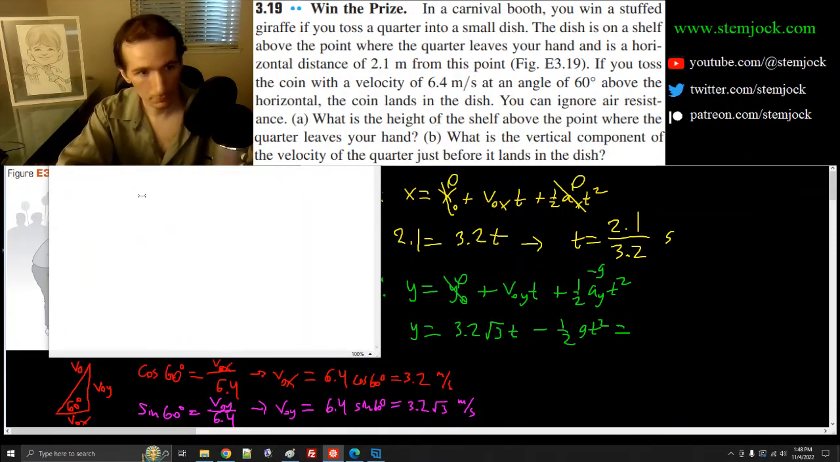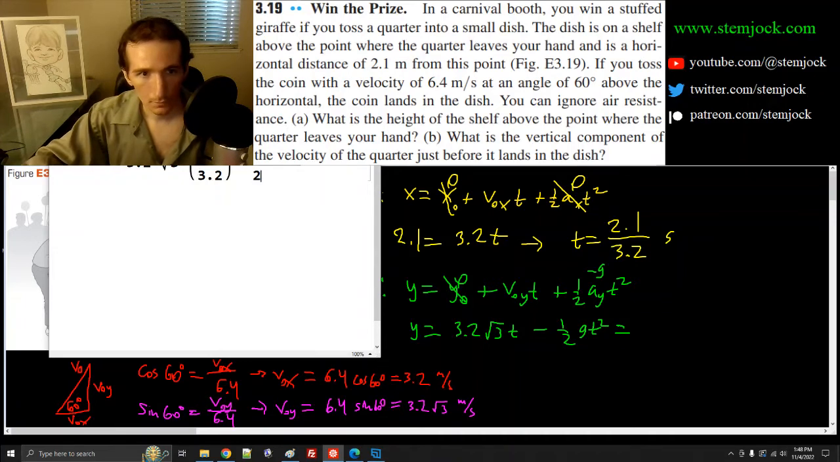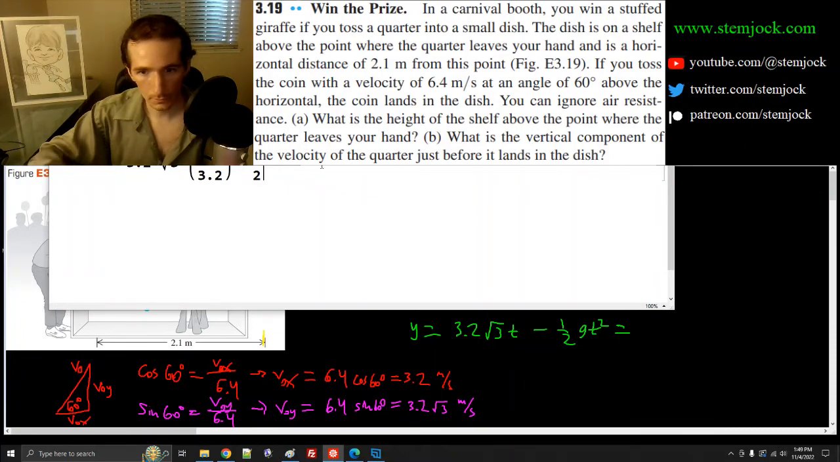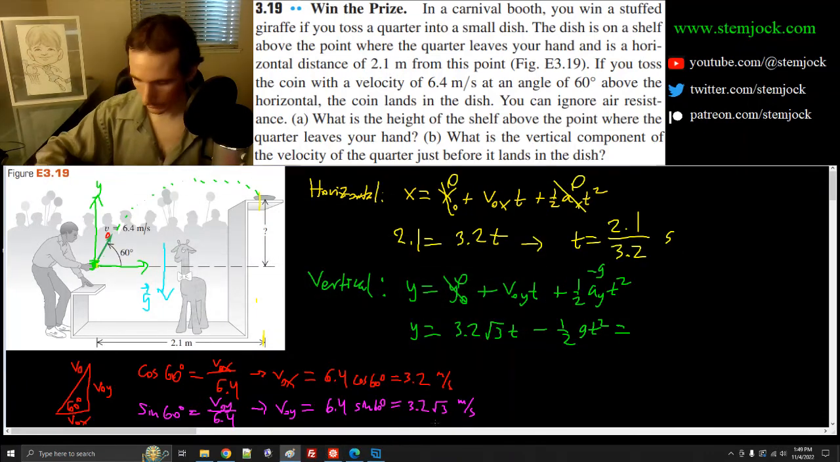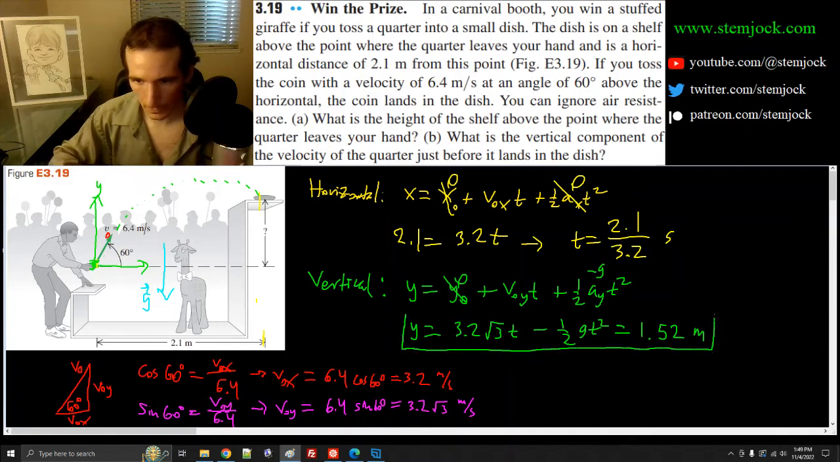All right, so what we have: 3.2 square root 3 times t, which is 2.1 over 3.2, and then minus 1/2 g, which is 9.81, and then times t squared. I'm just going to copy and paste that. What do we get? 1.52. Okay. And this is in meters, right? Because we're working in SI units. 1.52. Okay, so that is the vertical height of the shelf. This is our answer for part A.